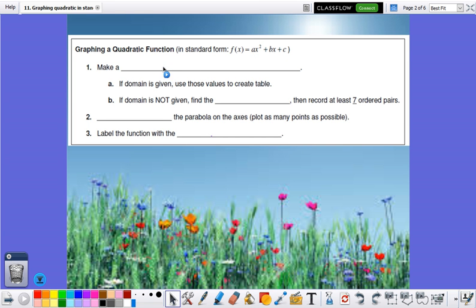First up, we have to create a table of values. If we are given a domain, we just use those values to create the table. But when a domain is not given, we need to find the vertex first and then record at least 7 ordered pairs, because our XY chart will still always have the vertex in the center, and then we'll count backwards 3 and forward 3 points at least.